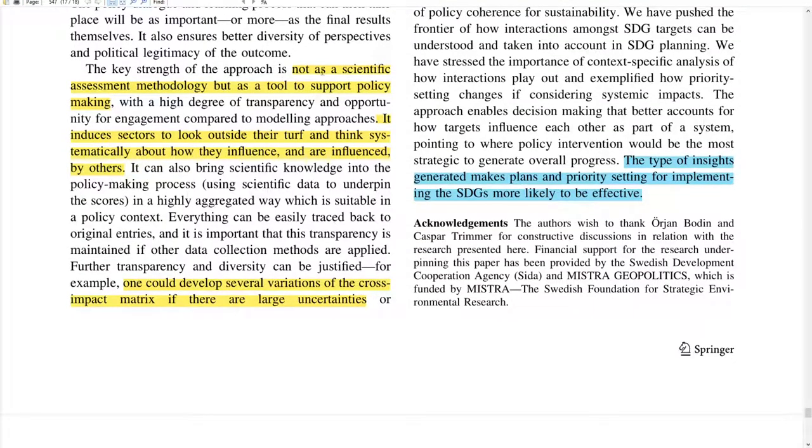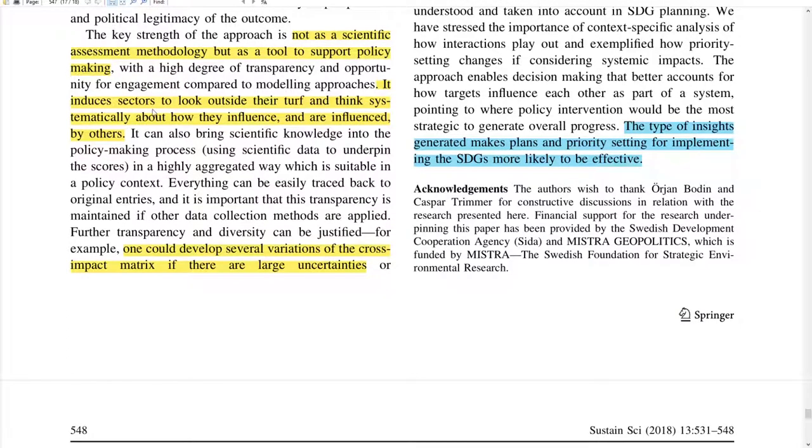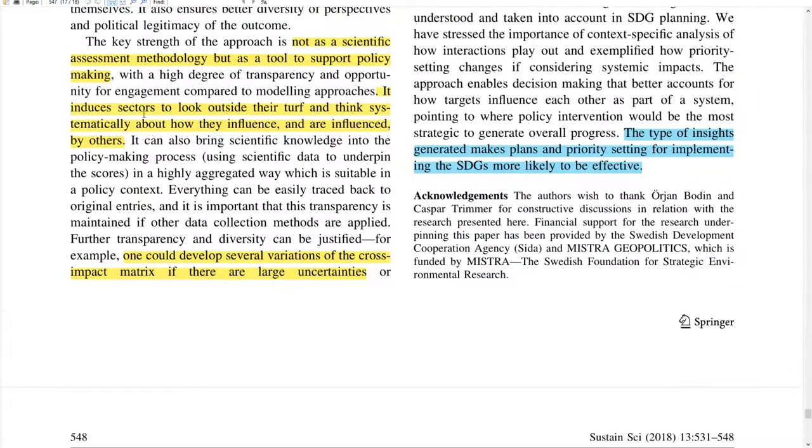The key strength of the approach is not as a scientific assessment methodology, but as a tool to support policy making. It induces sectors to look outside their turf and think systematically about how they influence and are influenced by others. A turf is an area, if you don't know this term, it's more like slang, I would say. It's like my turf is like my area, my block. It's not a very pleasant word. But the approach actually helps people look beyond just their nose, beyond just their immediate front yard, into the systemic overview of the entire system.